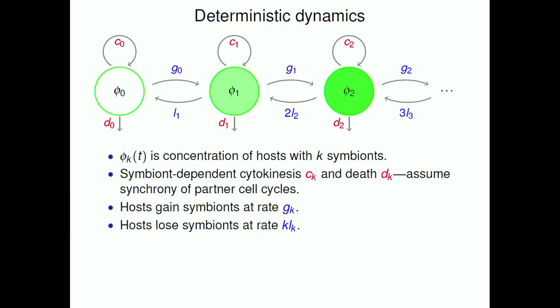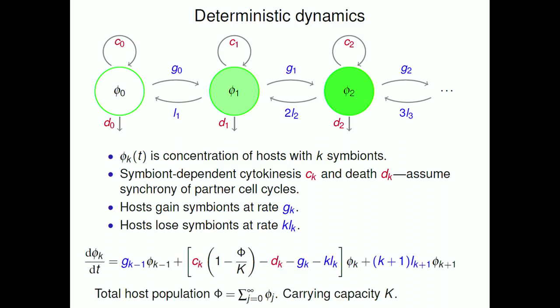So let's take a moment to think about some maths. We look at a population of hosts. We divide them up according to how many symbionts they have, 0, 1, 2, 3, and so on. And then each of these populations can grow, can divide or die. And we assume that there is synchrony between the two partners in the symbiosis, so that a host that divides has daughter cells with the same number of symbionts. And then there is gain of symbionts, which moves you up this chain of host populations, and there's loss of symbionts, which moves you down. For those of you who care about such things, this gives us this set of equations. So we have gain of symbionts, we have birth and death of hosts, and we have loss of symbionts. And there's logistic growth incorporated in here as well.